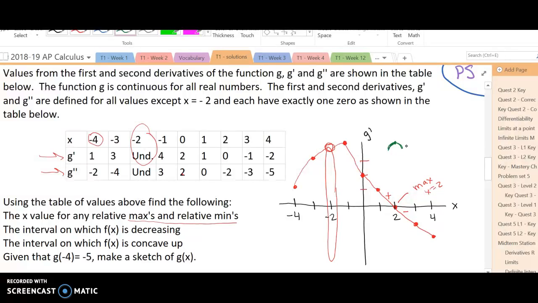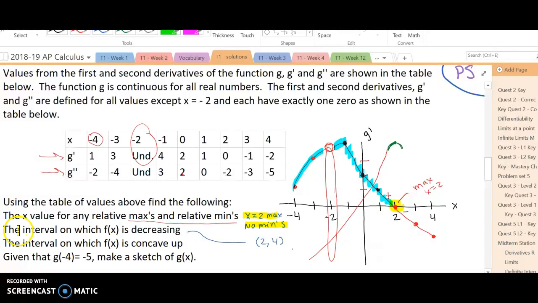And I can see that I have positive derivative. All of these numbers are positive. So that means I'm going to increase somehow up to that max. I don't know how I increase, but I know I increase. So now I can answer the first few questions. I know that I have a max at x equals 2, and there are no mins because my derivative is never changing from negative to positive.